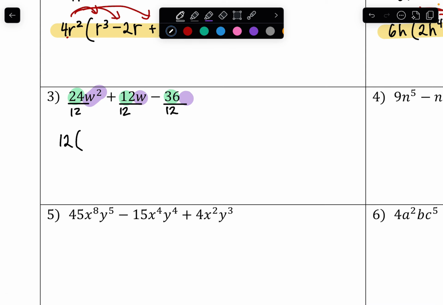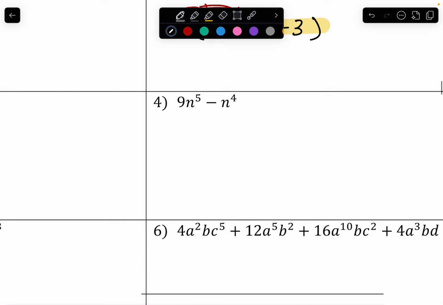So 24 divided by 12 is 2 with the w squared. 12 divided by 12 is 1. Don't write it. And then 36 over 12 is 3 with the negative. And so once again, you can distribute that 12 back in and see if you get your original answer.